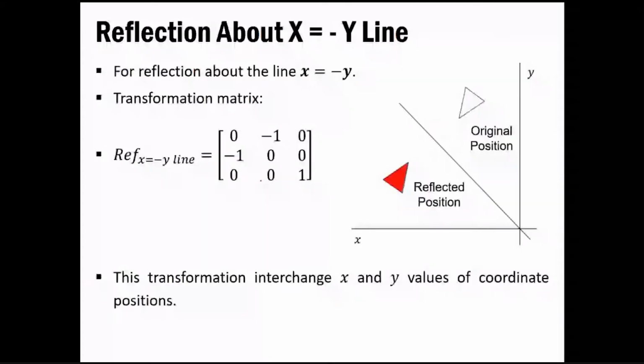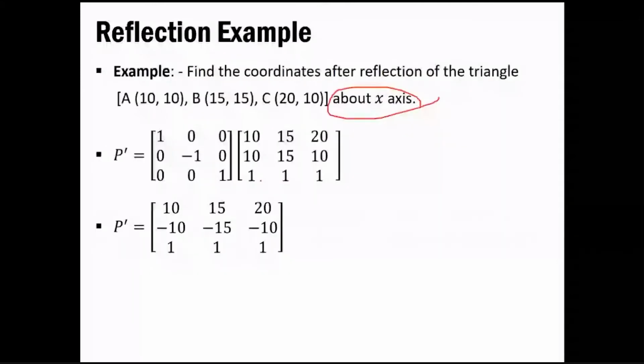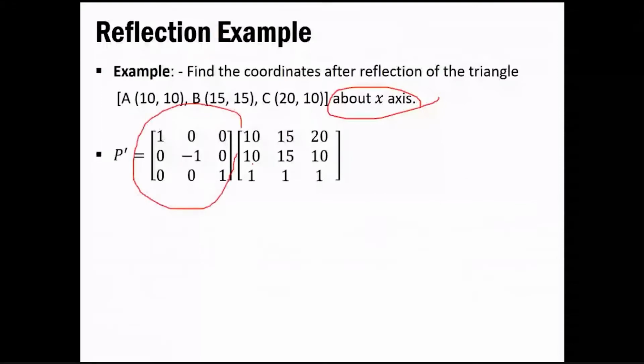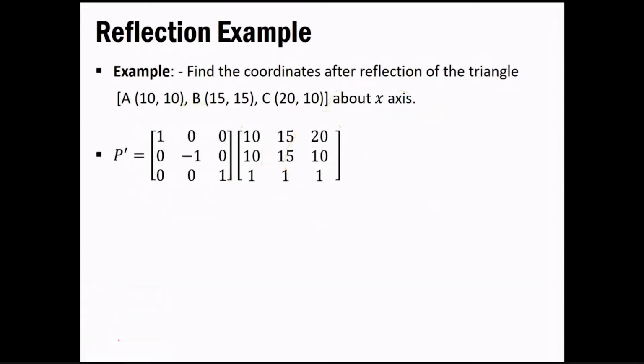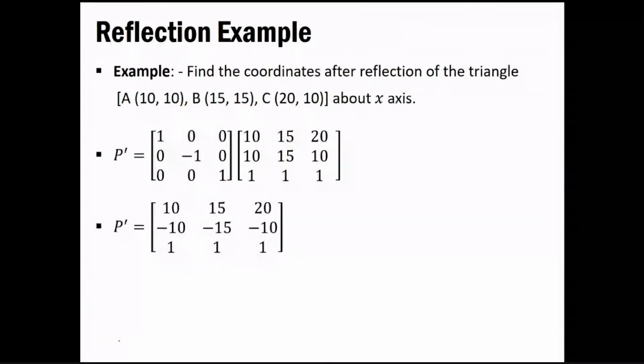So over here, first of all consider the transformation matrix for about the x-axis and then the values. So it is 10 10, 15 15 and 20 10 over here. Simply putting it in our homogeneous coordinate form so that we can get this in matrix multiplication form. And then simply multiplying each and everything, row with column, and likewise you have to go and get the resultant matrix.